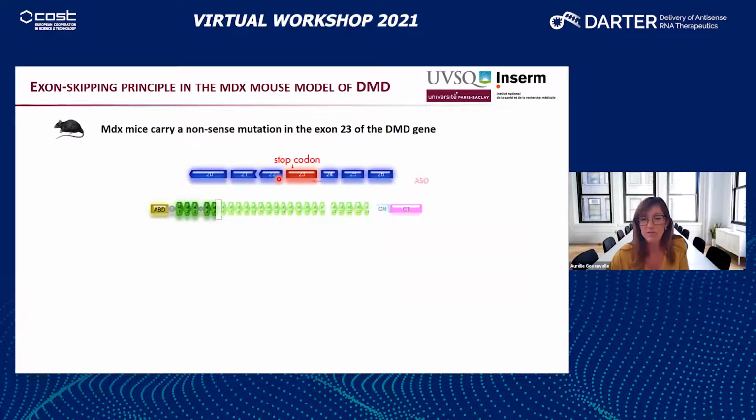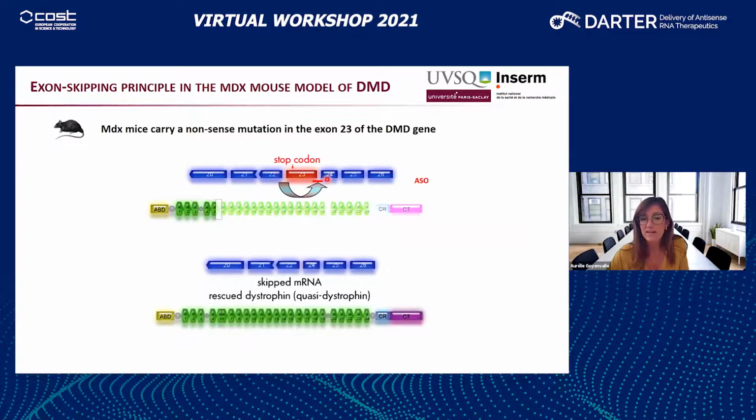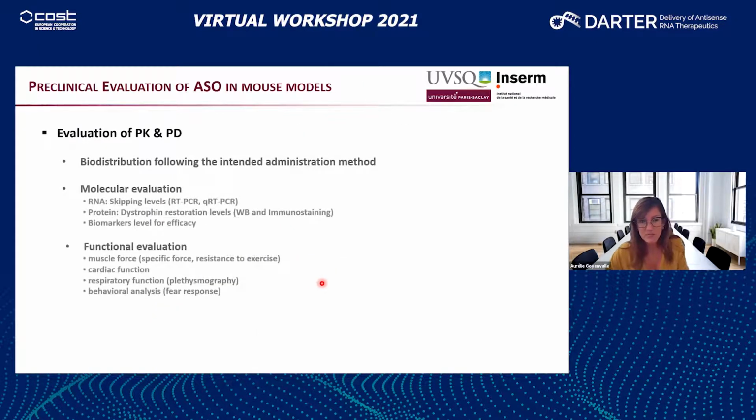So if you start targeting splice sites of exon 23, you can skip it and link exons 22 and 24, and that would result in a quasi-dystrophin that's lacking only exon 23, which is only a small coding sequence. So what can you do in this type of mouse model?